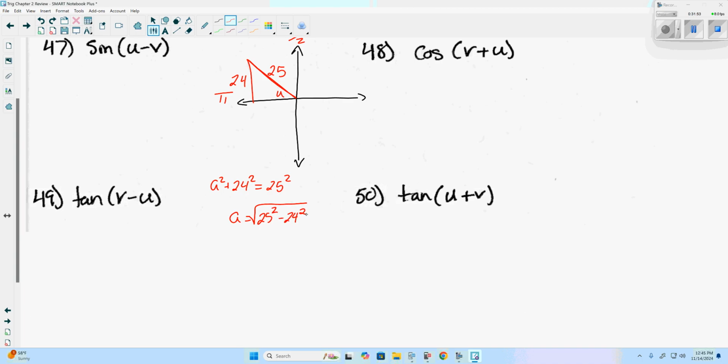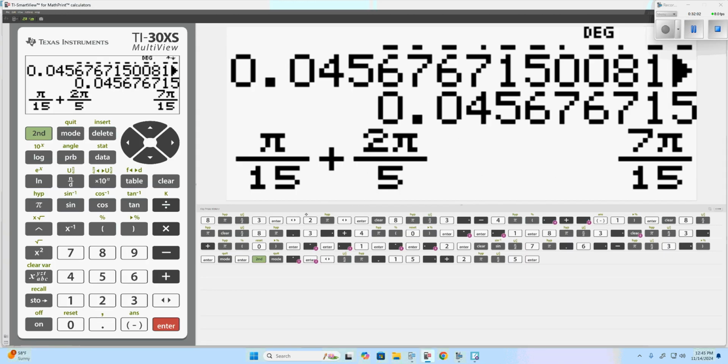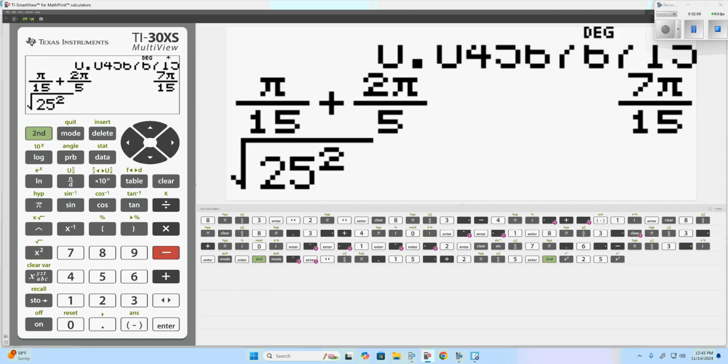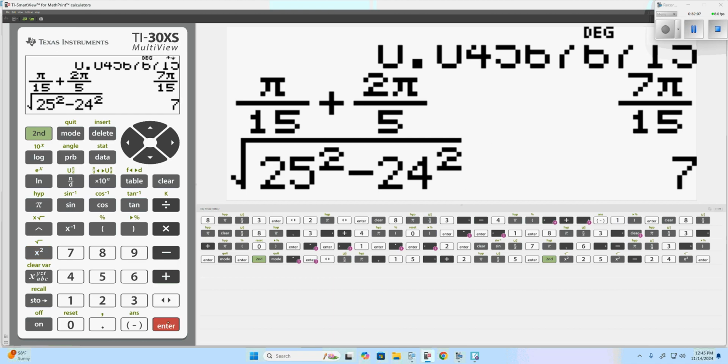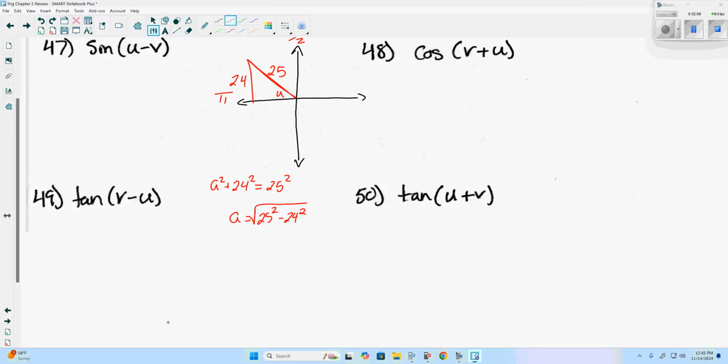I am skipping steps, but we would subtract the 24 squared and then take the square root of it. The square root of 25 squared minus 24 squared is 7. Now we do have the plus or minus, and since we are on the negative x-axis, it has to be negative 7. Normally when we talk about triangles, it would be positive, but because we're in the negative axis, it's negative 7.